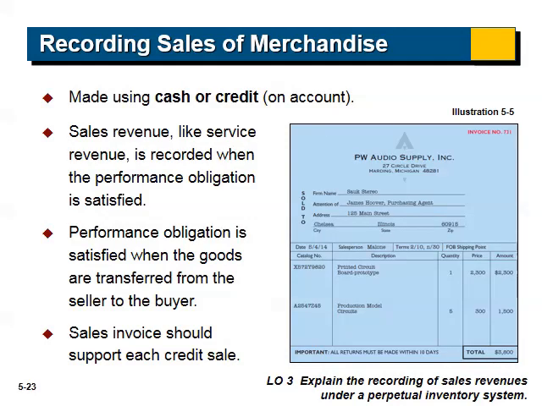So let's look at the other side. We just looked at the purchasing side. Let's look at the other side. In other words, the supplier, they are the seller. We looked at it from the purchase perspective. And again, you can sell for cash or on account, and we're going to record sales revenue, which is very much like service revenue, when the performance obligation is satisfied, when you ship the goods and there was nothing else you had to do for your customer. And so the performance obligation is satisfied when the goods are transferred from the seller to the buyer. And then we should have a sales invoice, which we've already seen.